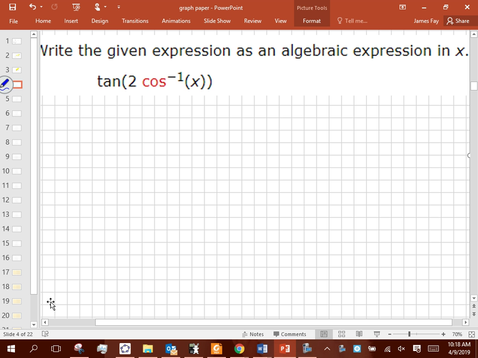Right, so it says write the given expression as an algebraic expression in x. Okay. Now you might have had sine, you might have had cosine here as the inverse function. I don't think you usually get anything. Anybody have like a tangent in there? It shouldn't really matter. You put anything in there you want to. Secant, cosecant, tangent, cotangent. The setup is the same.